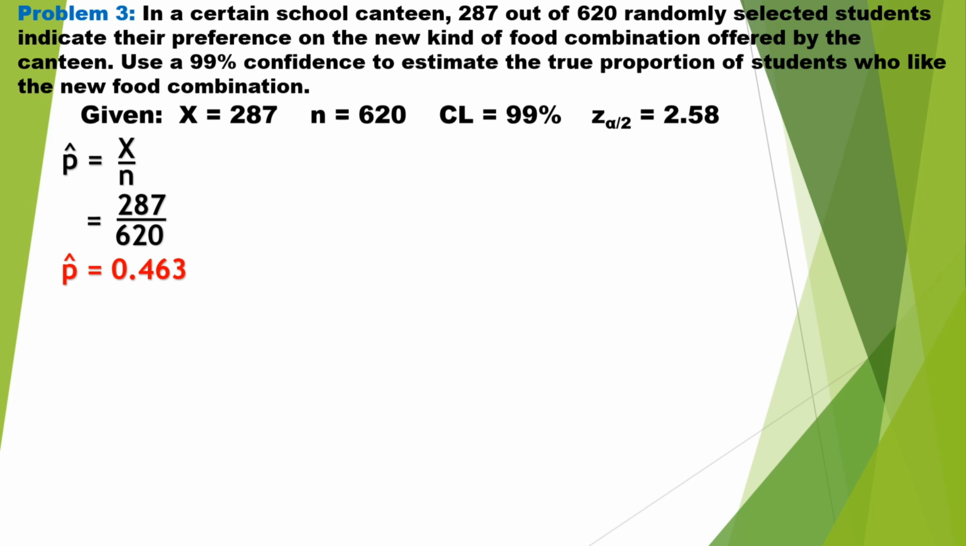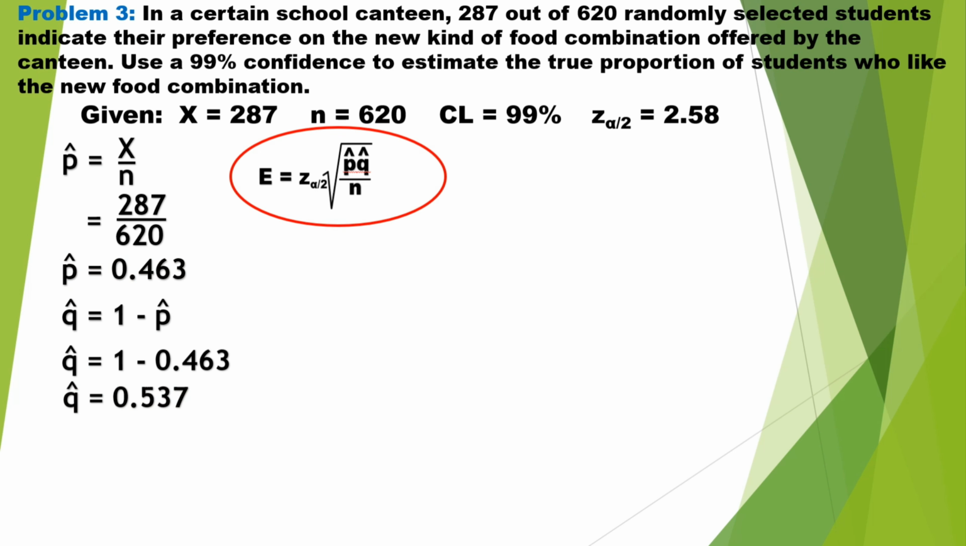Next, solve Q hat by its formula 1 minus P hat. By substitution, we have Q hat equals 1 minus 0.463. Simplify by subtracting 1 and 0.463. Its difference is 0.537. Since we have now the value of P hat and Q hat, which are 0.463 and 0.537 respectively, we are now ready to solve for the possible maximum error of the given problem using the same formula above.